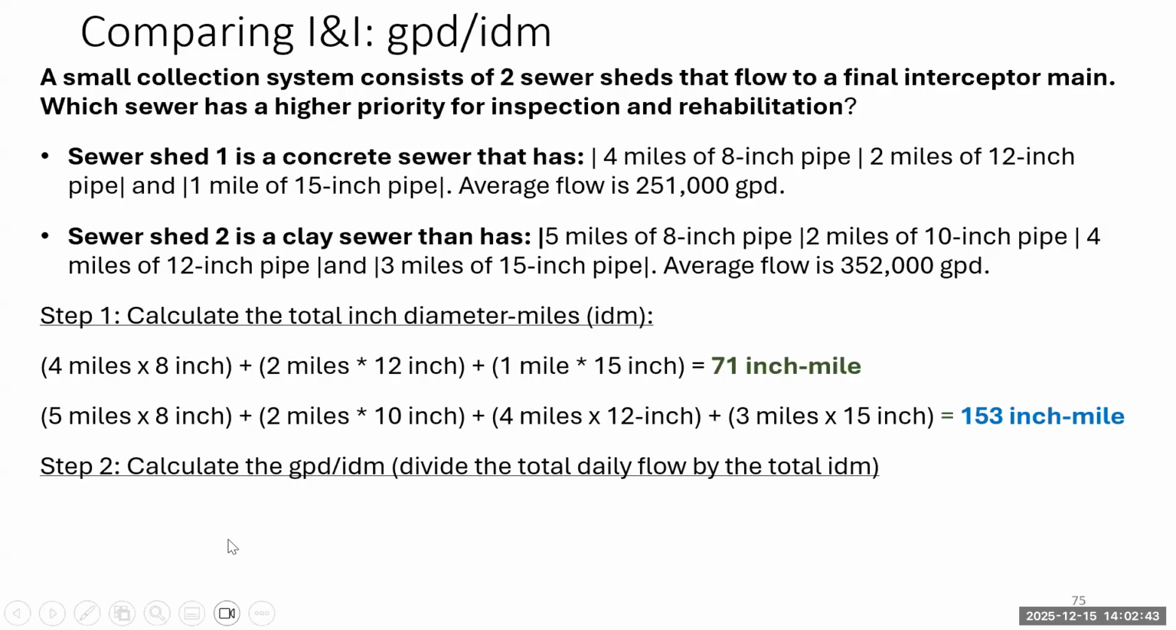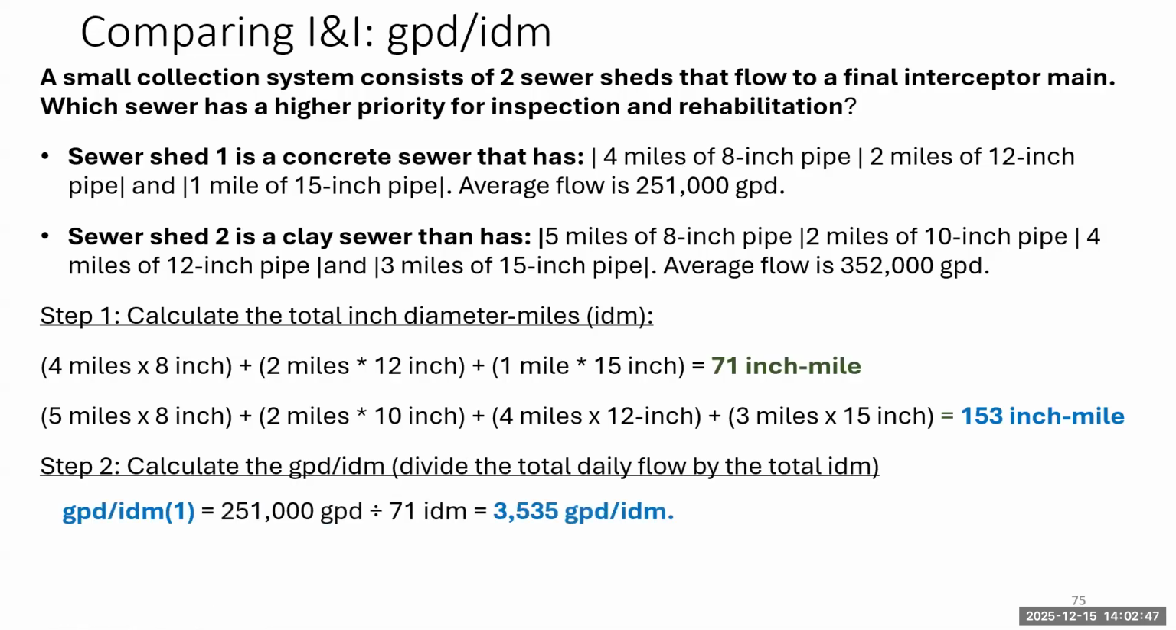Then we can do the calculation by taking the daily flow for each one and divide it by the total inch miles. So the first one, for sewer shed 1, we had 251,000 gallons per day of flow. We divide it by that 71-inch miles, and it gives us a figure of 3,535 gallons per day per inch diameter mile. Now that is over 1,500, so it's excessive. But let's compare it still to sewer shed 2.